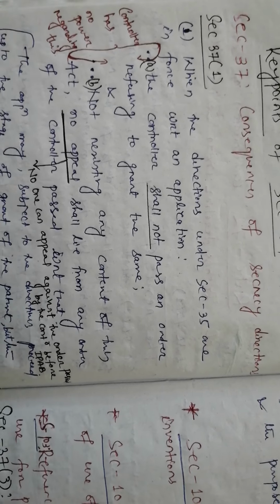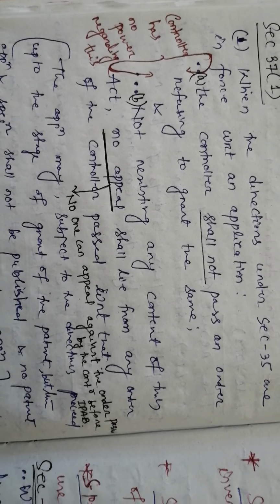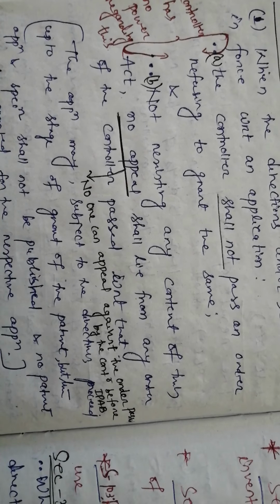Section 37 subsection 1 says, when the directions under section 35 are in force with respect to an application, the controller shall not pass an order refusing to grant the same, and notwithstanding any content of this act, no appeal shall lie from any order of the controller passed with respect to that. That means when section 35 is active, the controller cannot refuse to grant a patent application. That means he has no power regarding this. He cannot refuse. Fine. Next, no appeal shall lie from any order of the controller passed with respect to this.